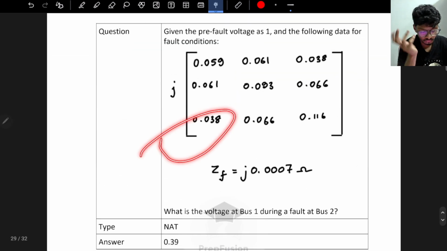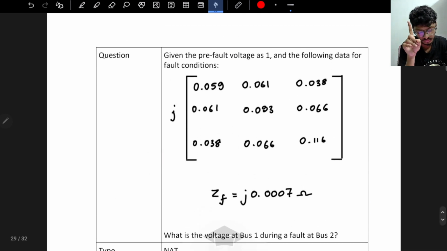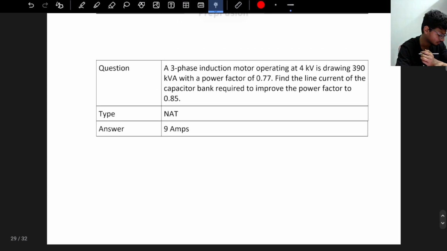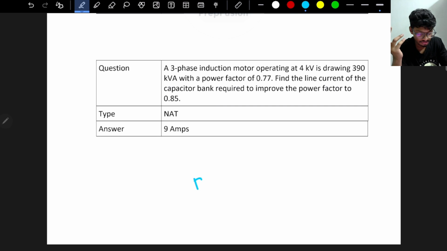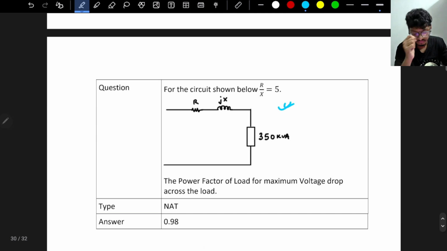This one is from load flow analysis. The answer for this question will be 0.3, and you have to find out the bus 1 voltage, and the pre-fault voltage will be 1 for these cases. Not that difficult. Again this is a capacitor bank question, very simple. This will be simply P into (tan phi 1 minus tan phi 2). And this power factor, all these things we have taught, I hope you learned in power systems multiple times.